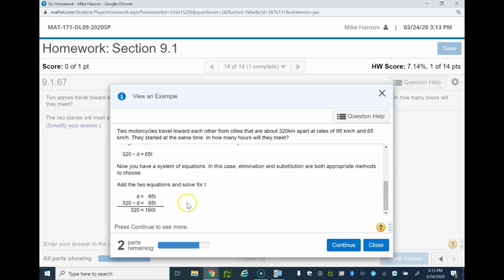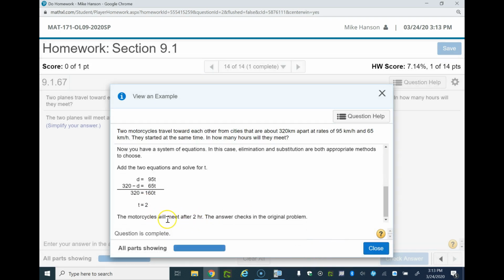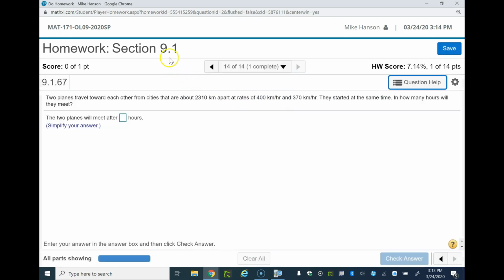So I'm going to put those two equations together. As you see how I stacked them up, I'm ready to do the elimination method. So the D's look like they're canceling out. That leaves me with just 320. To bring the 160 over by dividing, that should give us the answer of T being 2. And that tells us when they'll actually meet. So that's pretty much a general introduction of how to do some of the problems in 9.1.